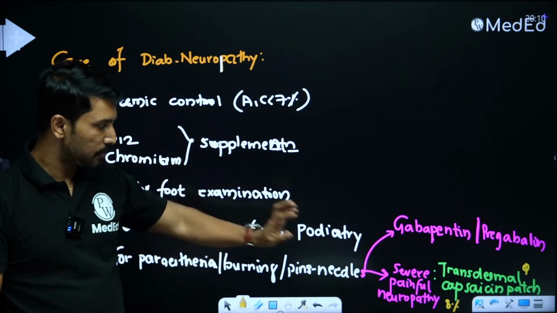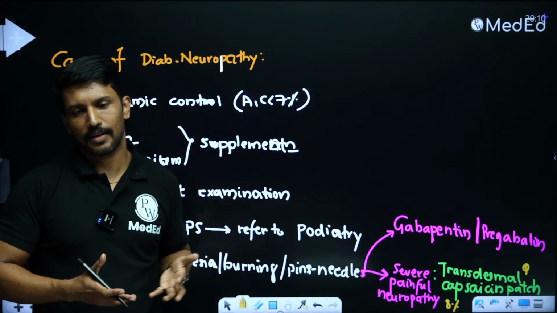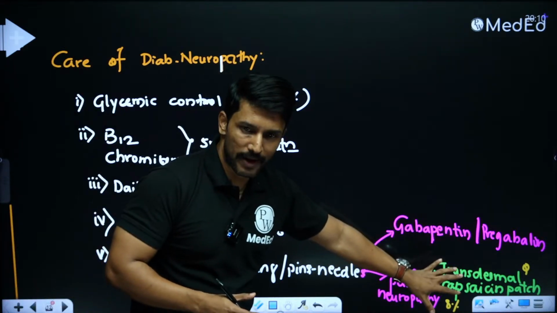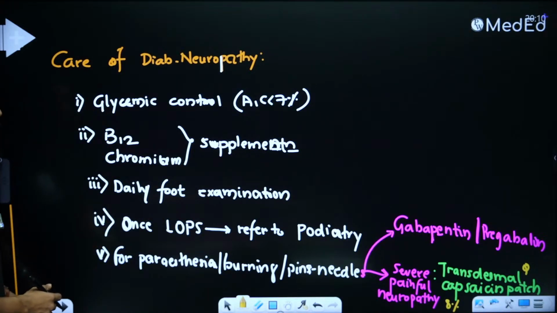Right now we have the 8% capsaicin patch, but of course the utilization by the doctors is less, so it is not widespread in terms of availability. So this is how we manage their symptoms, right? So that is about diabetic neuropathy.